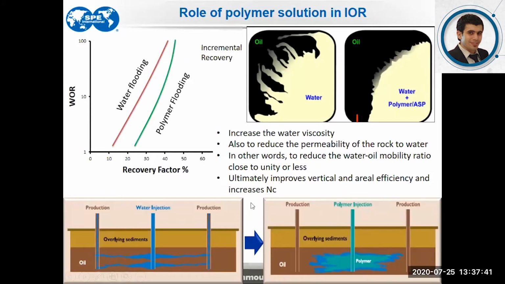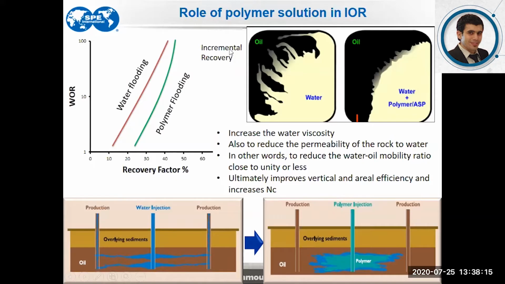So this slide shows how the polymer can help us. Simply by introducing the polymer into the reservoir, we would increase the water viscosity and at the same time reduce the water permeability, and ultimately we can improve vertical and areal efficiency, as well as assist in increasing the capillary numbers, which in turn has an impact on the microscopic efficiency.